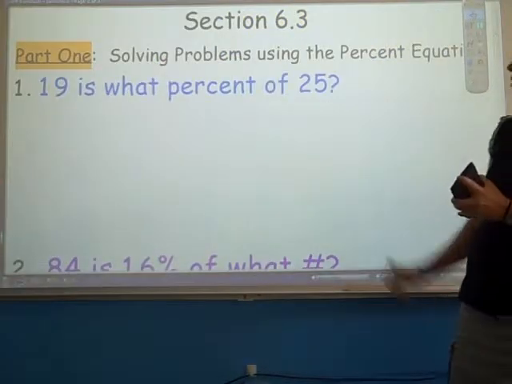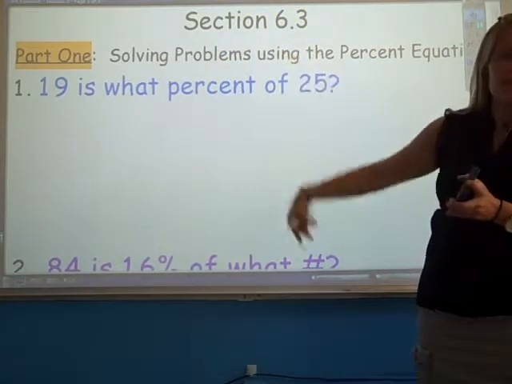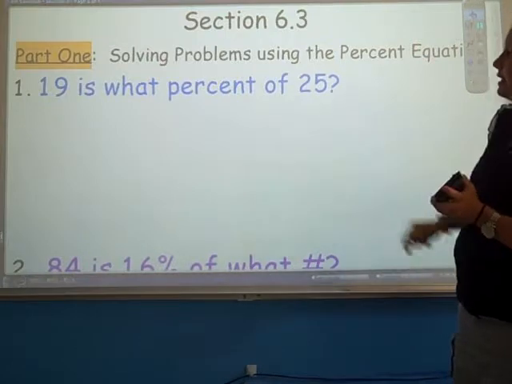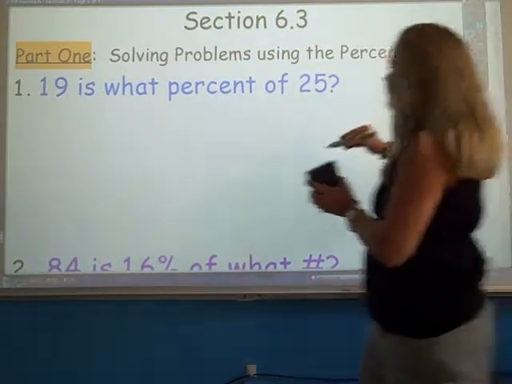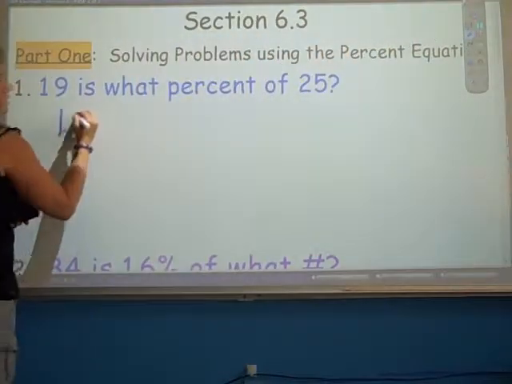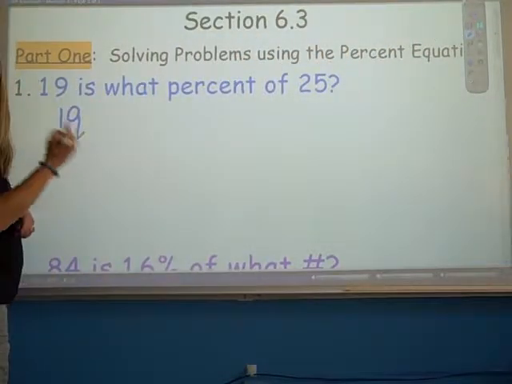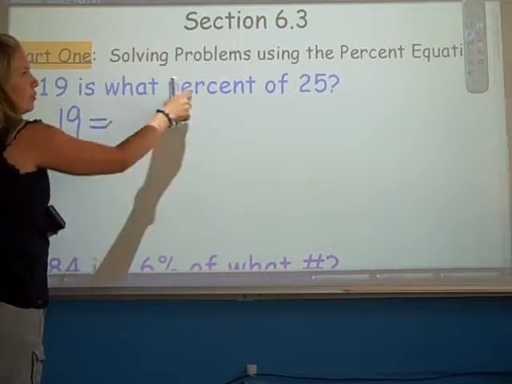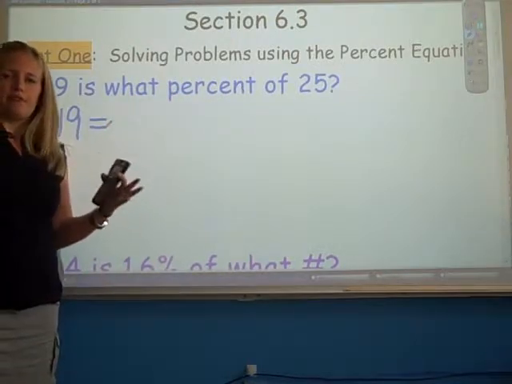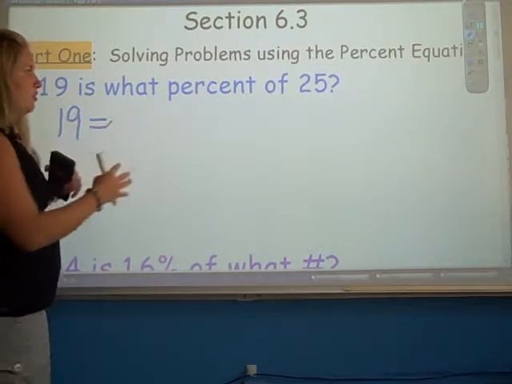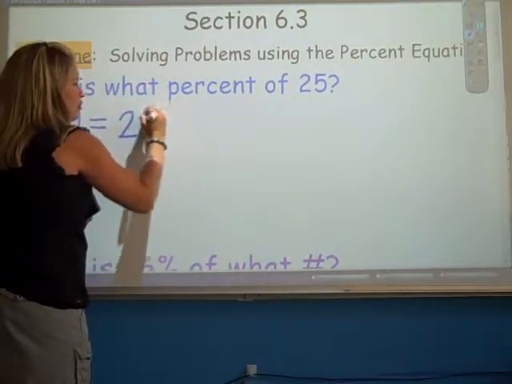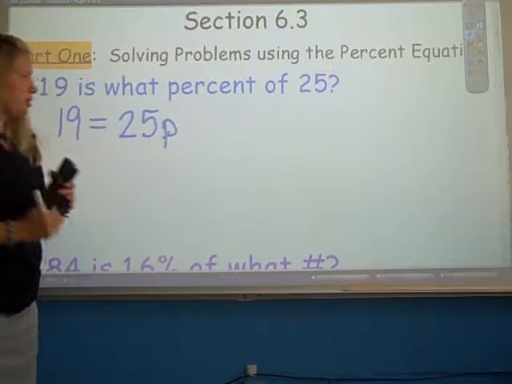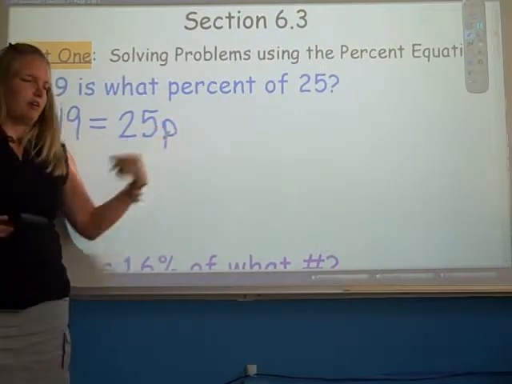Let's do some examples. Part 1, we're going to be solving problems here. 19 is what percent of 25? So we're just going to translate. 19 is, we just said math equals. What percent? We don't know, so we're going to have to use a variable, x or p, whatever you want to use, times 25. I'm going to change the order there and put the 25p, so we don't write p25.